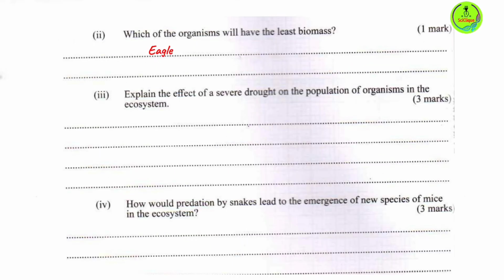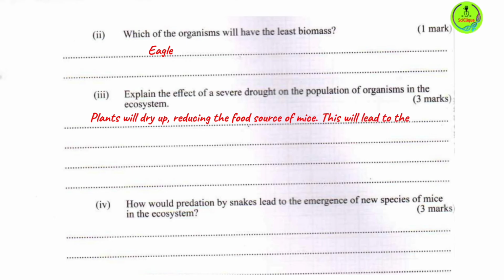Moving on to Roman 2. Explain the effect of a severe drought on the population of organisms in the ecosystem. So what will happen is that the producers, which in this case are the plants, are going to dry up because of the lack of water. So this will reduce the food that is present.